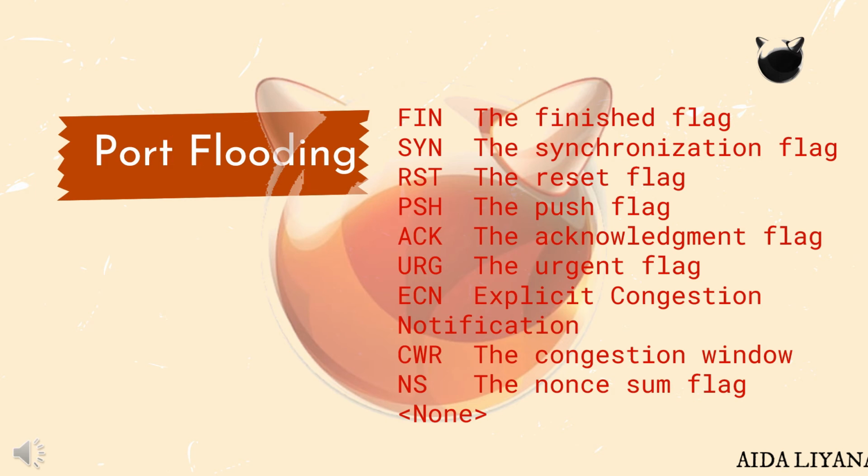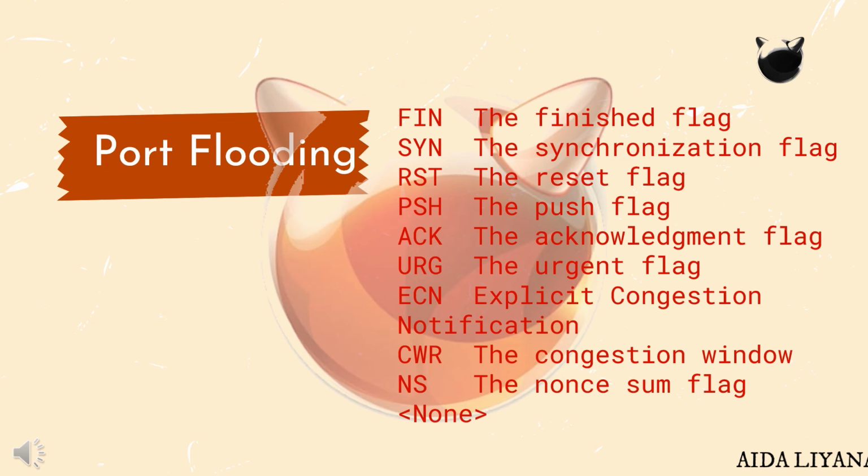The PSH flag tells the receiver to process these packets as they are received instead of buffering them. Next, the ACK flag is used to acknowledge the successful receipt of a packet, and the URG flag is used to notify the receiver to process the urgent packets before processing all other packets.